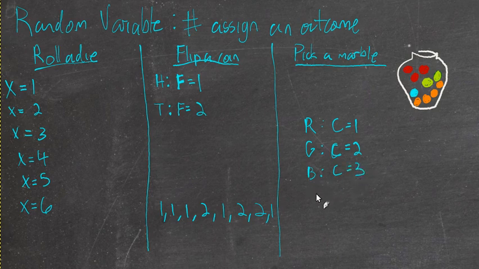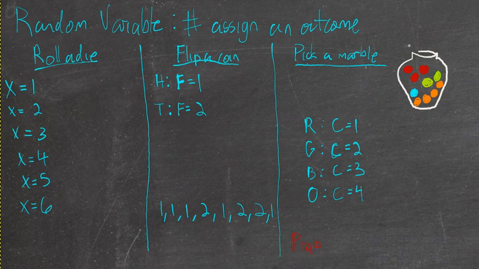And if we get an orange, then we'll call that C is equal to 4. Okay. So there you go. There's several examples of random variables. Okay. So now let's quickly go through these and assign probability distributions to them. So here we go. I've kind of not left myself a lot of room here, but let's see. Let me color code this.